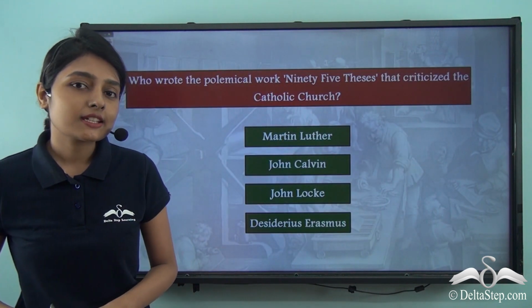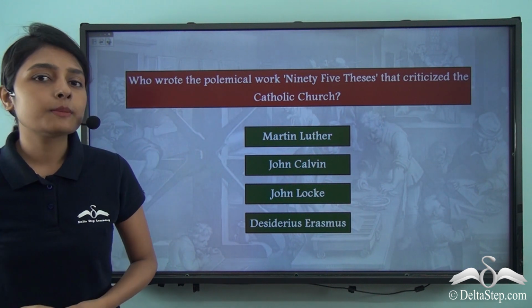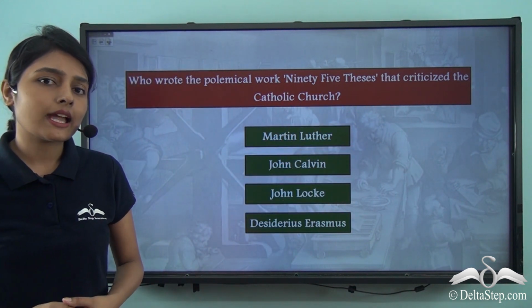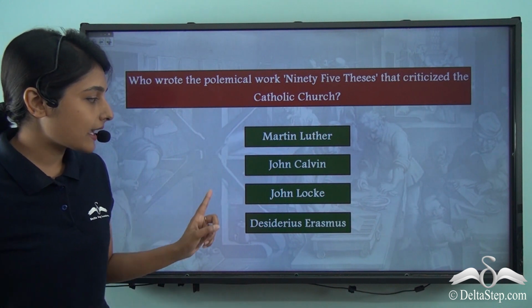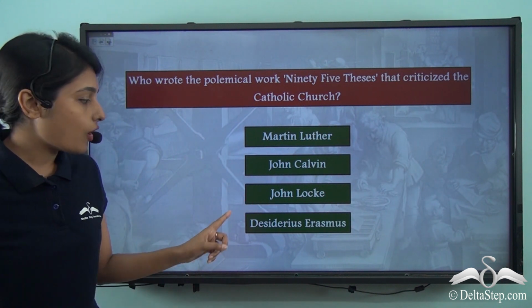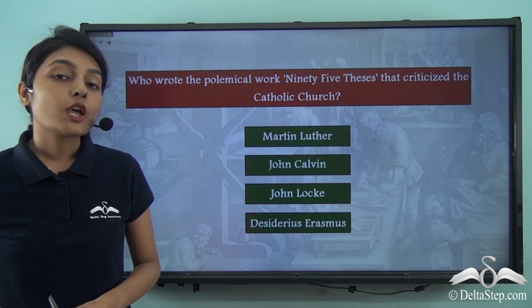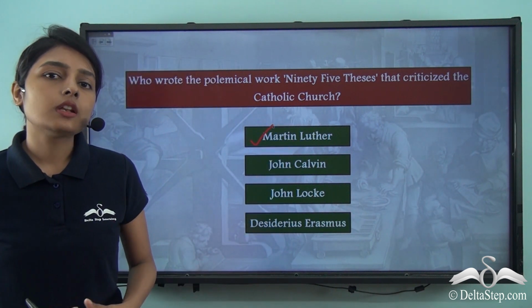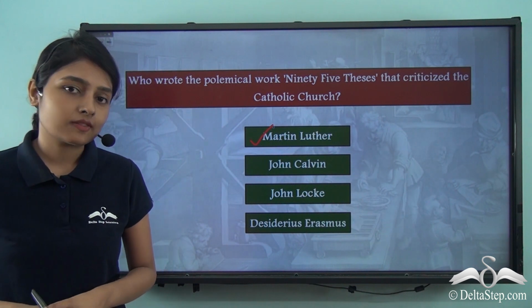Now, before proceeding with this lesson, let me ask you a question. Who wrote the polemical work 95 Theses that criticized the Roman Catholic Church? Was it written by Martin Luther, John Calvin, John Locke or Desiderius Erasmus? Well, the correct answer is Martin Luther. He wrote the long list of propositions that came to be known as the 95 Theses.